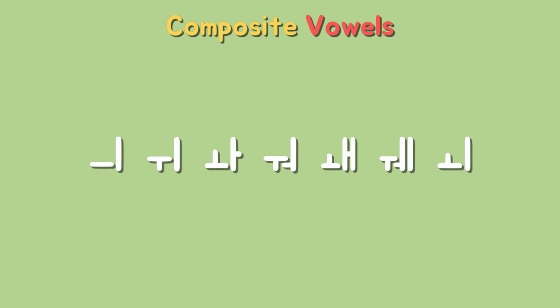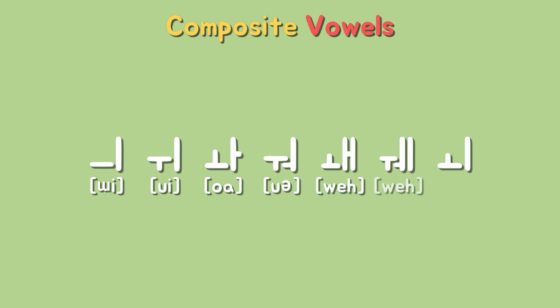Here are the 7 composite vowels and we're going to know how to pronounce each of them. Do you remember how to pronounce them? It is very easy. Read from horizontal vowel and then vertical vowel, but in a smoothly linked way. Then from the left we have 의, 위, 와, 워, 왜, 왜.